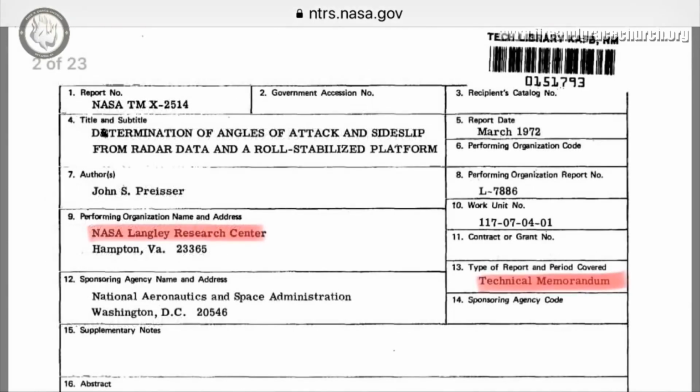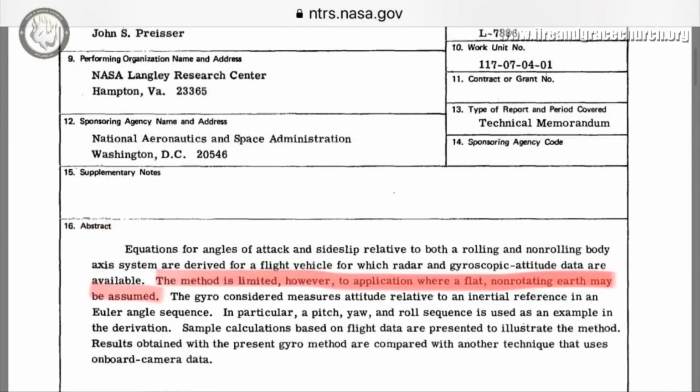Here's the abstract. NASA Langley Research Center, technical memorandum, blah, blah, blah. Here is in the abstract. Basically what they're describing this manual is all about. It's a summary of it. Here's what they say. Equations for angles of attack and side slip relative to both rolling and non-rolling body axis system are derived for a flight vehicle for which radar and gyroscope attitude data are available. The method is limited, however, to application where a flat non-rotating Earth may be assumed. The application for this whole thing has to be based on a flat, non-rotating Earth.